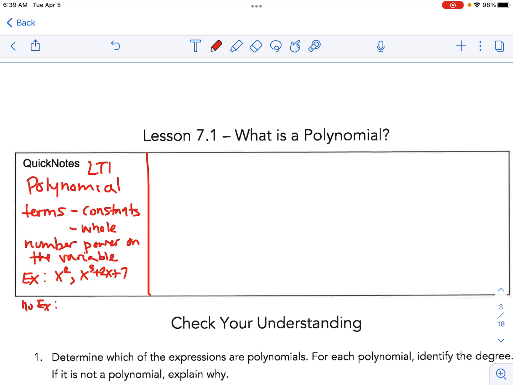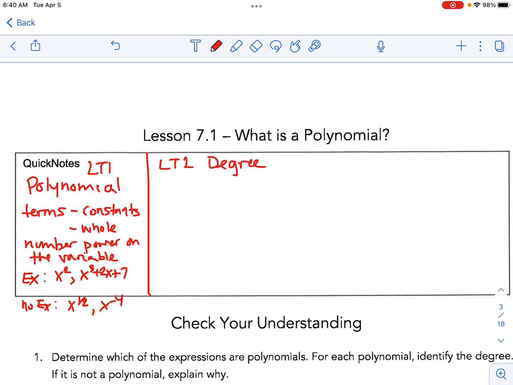Non-examples, I'll put it outside the box because it's a non-example: x to the half, that's not a whole number. x to the negative 4, right? A negative isn't a whole number, that's an integer. So those would be non-examples.